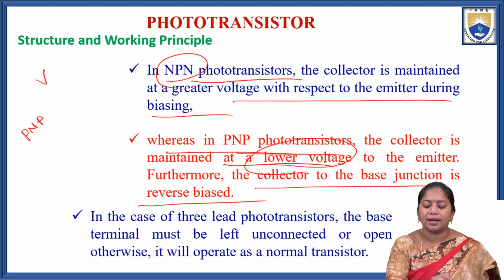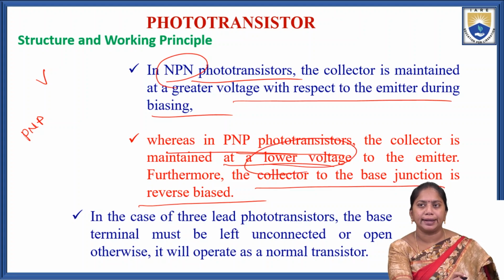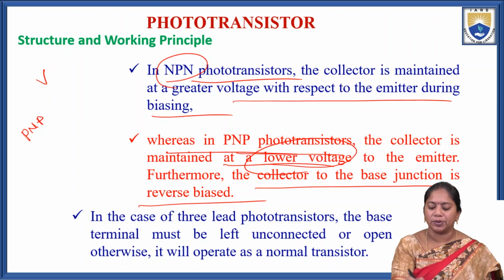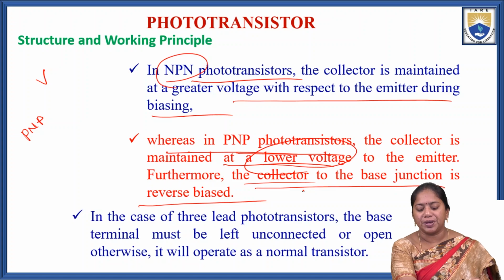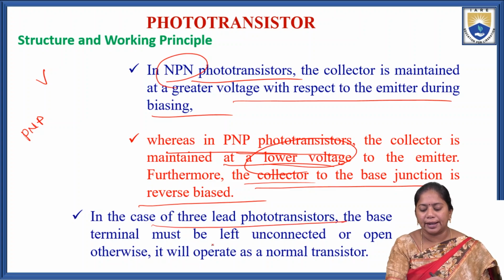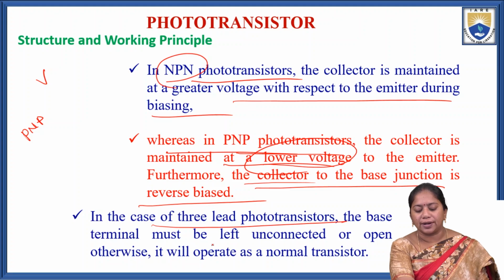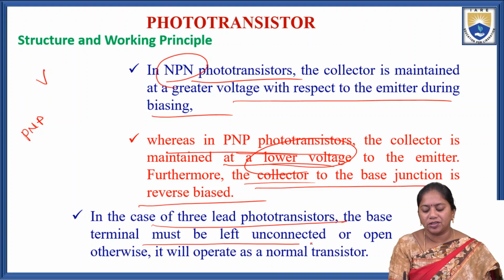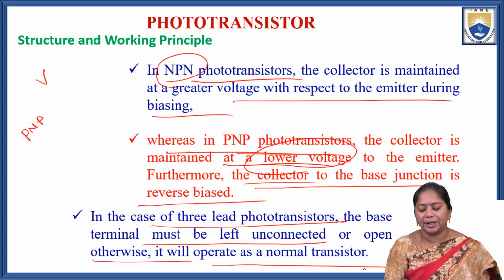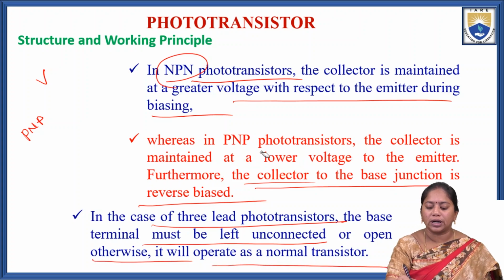So in an NPN transistor, the collector is maintained at the greater voltage, whereas in PNP transistors, the collector is maintained at the lower voltage. Furthermore, the collector to base junction is reverse biased. In the case of three lead phototransistors, the base terminal must be left unconnected or open, otherwise it will operate as a normal transistor.